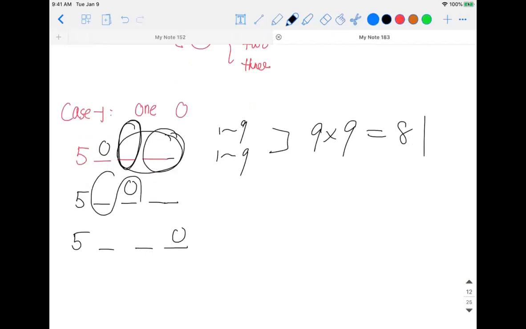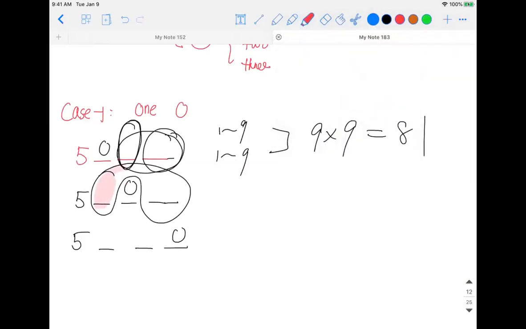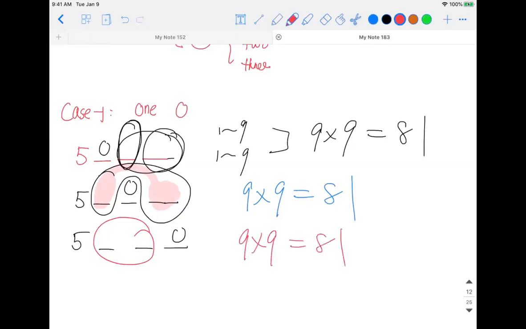Same thing. Now, let me change to a different color, to try to make your life easier. Now we're talking about these 2 digits. The same thing. These 2 digits, each one of them you can take from 1 all the way to 9, and 9 times 9 equals 81. Last scenario, 0 goes to the 1's bit, and you're talking about the 100's bit and 10's bit. Exactly the same thing, 9 times 9, 81. So in total, you have 243 cases for the first scenario.